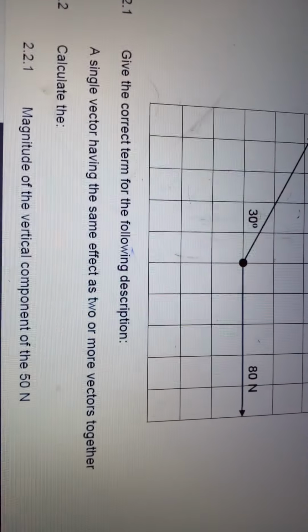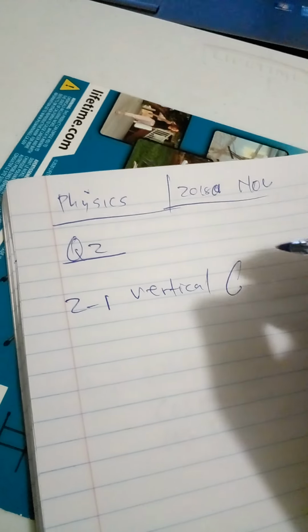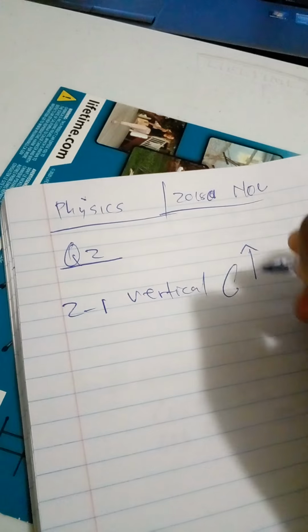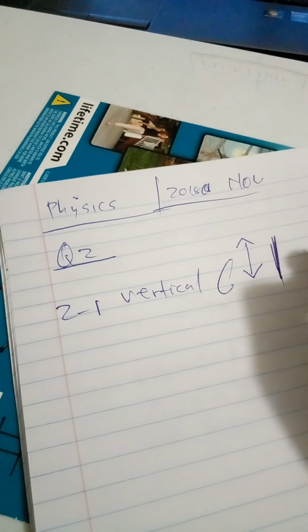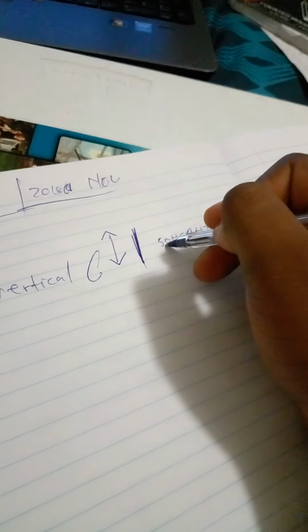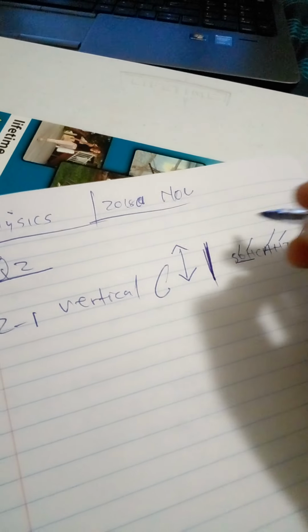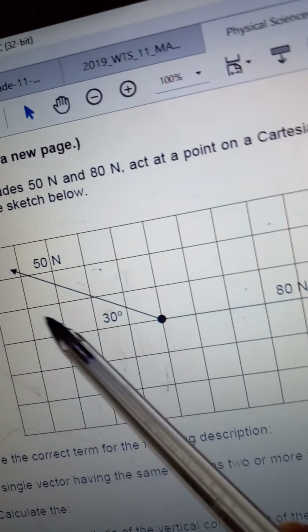Let's just move on. They're saying calculate the magnitude of the vertical component. So the vertical component is the component that is going upward or downwards. Sine is opposite over hypotenuse, cos is adjacent over hypotenuse, tan is opposite over adjacent. Since they want the magnitude of the component of the 50 newtons, they want this side, the upward one.